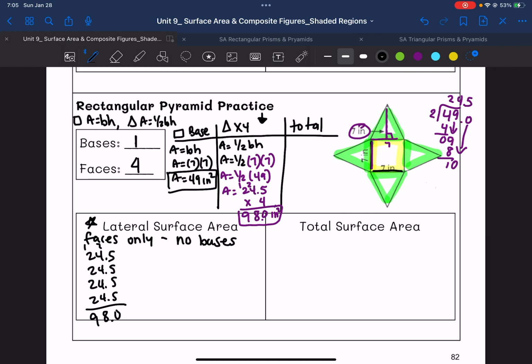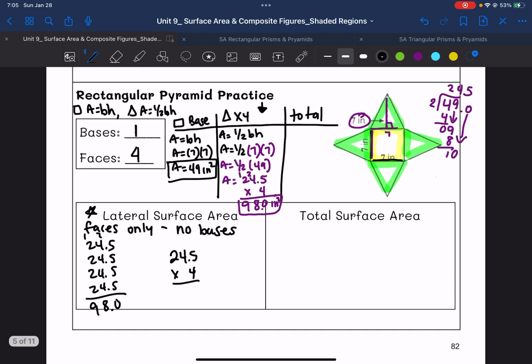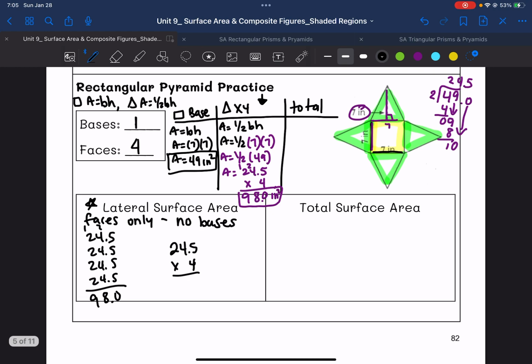You see? Or you can just understand that that is times 4 and do what we did up here, okay? But if you do the T-chart, you're already doing this part. I'm just breaking it down so that you understand what that is. So 98 inches squared is your lateral surface.